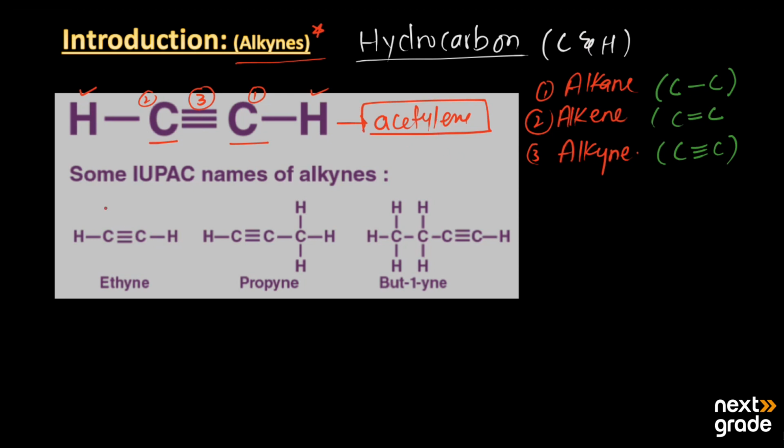Some IUPAC names of the alkynes, for example: the first one has two carbon atoms, so eth, and we add yne, so its name will be ethyne. Next we have three carbon atoms, 1, 2, and 3. So the parent name will be prop, and a triple bond is present, so it is propyne. And if there are four carbon atoms, then its name will be butyne. So we have to just name the triple bond, which is present on carbon number 1. So its name will be but-1-yne. That is just showing the position of the triple bond in it.